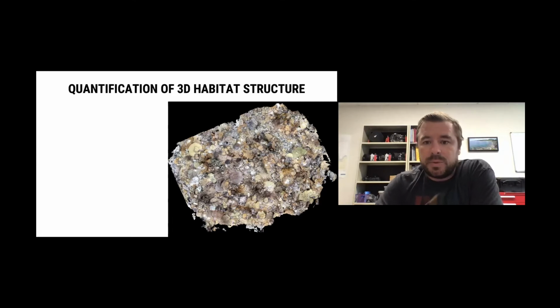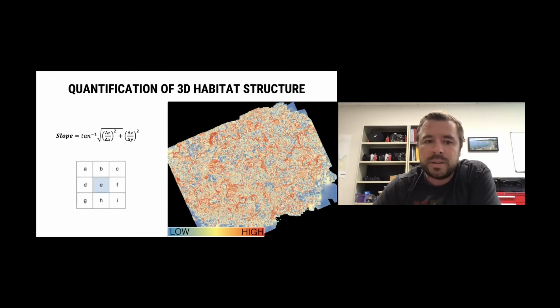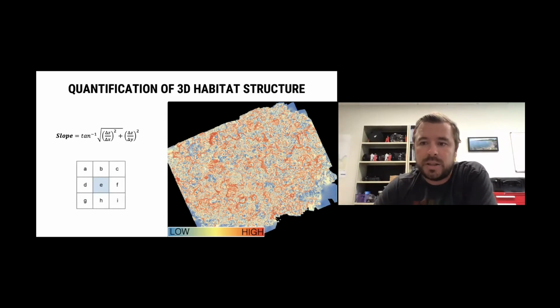But with this technique, we can take a model like you see here and convert it into a raster cell. So each cell of the image has XYZ coordinates. And then we can very quickly and simply quantify elements like surface complexity, so the ratio of 3D to 2D surface area. We can look at slope, which essentially computes a rate of change among these cells. And so you can see these bright red high values are all along the borders of most of the colonies, where you have a drop in slope, a high rate of change.